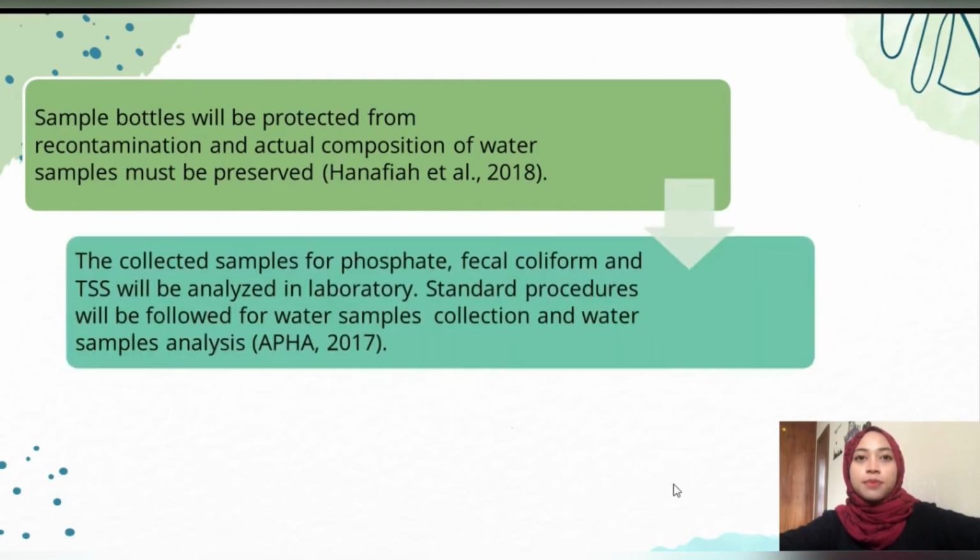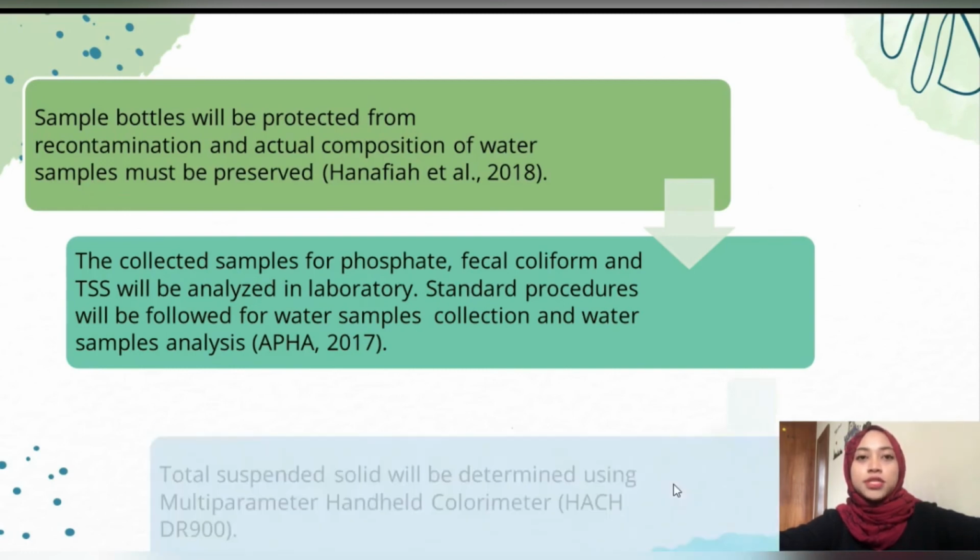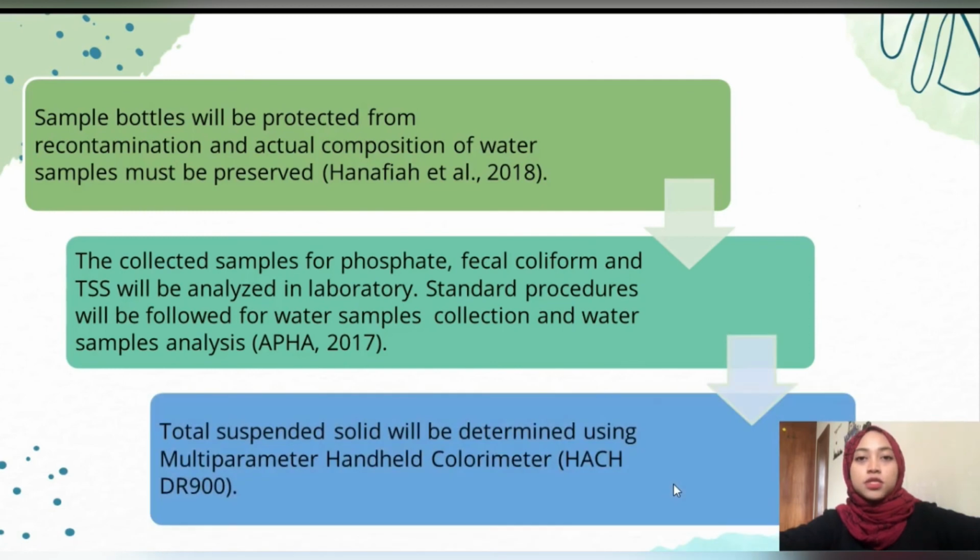The collected samples for phosphate, fecal coliform and TSS will be analyzed in the laboratory. Standard procedures will be followed for water sample collection and water sample analysis based on APHA 2017. Total suspended solid will be determined using the multi-parameter handheld colorimeter.